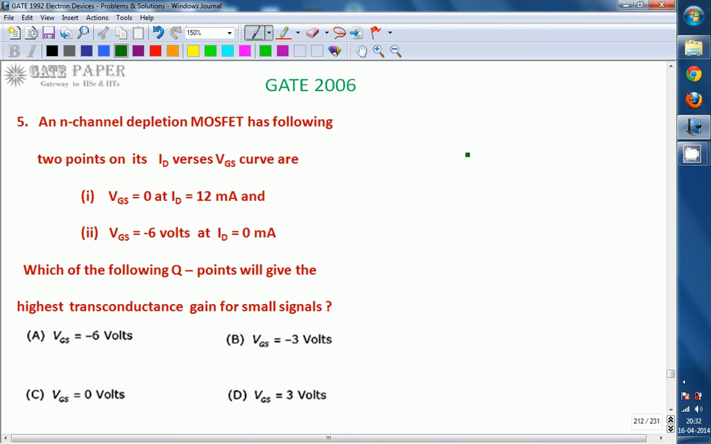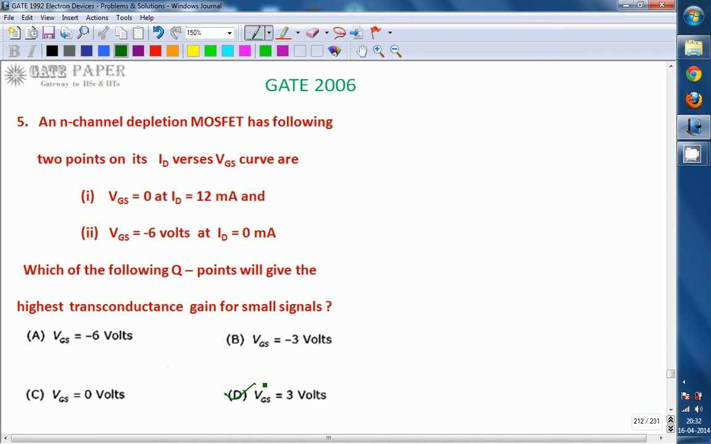Which of the following Q points will give the highest transconductance gain for small signals? A. VGS of minus 6 volts, B. minus 3 volts, C. 0 volts, D. 3 volts. So the actual answer for this question is D.